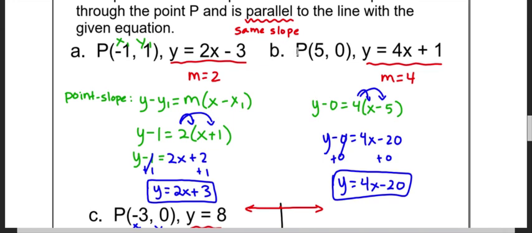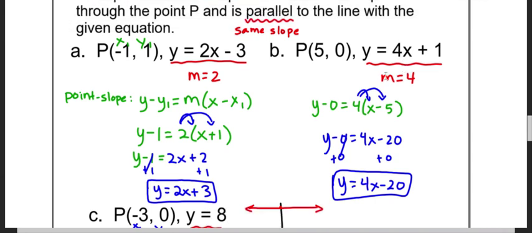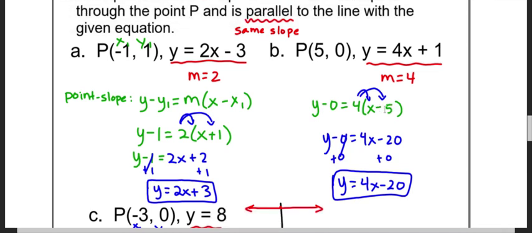Look at example B. We have the point 5, 0, and the equation y equals 4x plus 1. We know it needs to be parallel, so we're going to use the same slope of 4, m equals 4. And we're going to use point slope form to plug in our point and our slope to get our equation. So we plug in 0 for y1, so y minus 0. Plug in 5 for x1, so x minus 5. And then we need to distribute our slope, distribute that 4 to everything in the parentheses there.